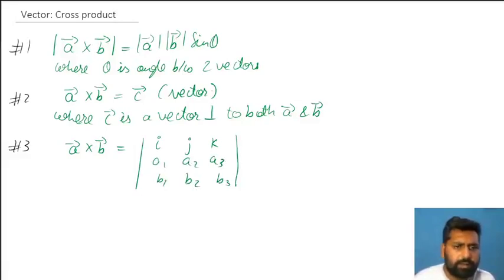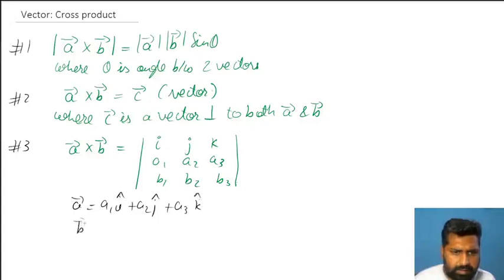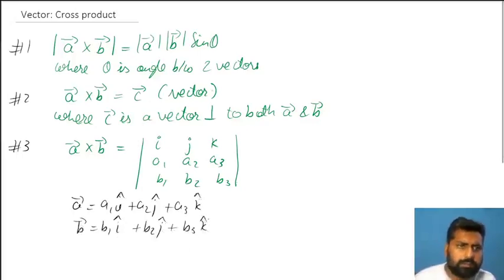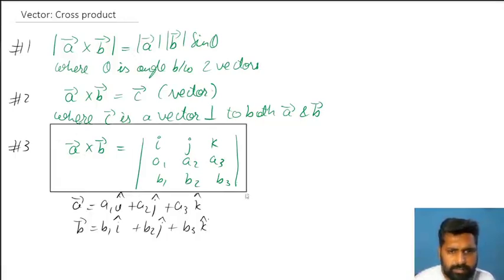I'll put it here. A vector is A1i, A2j, A3k, and B vector is B1i, B2j, B3k. Yeah. So very much relevant, this thing.